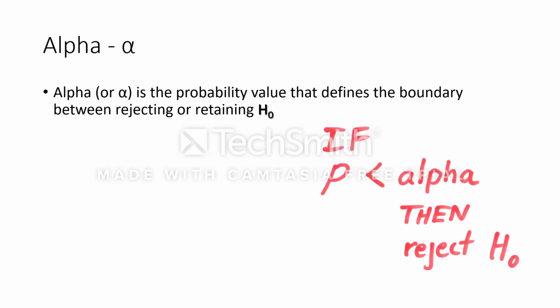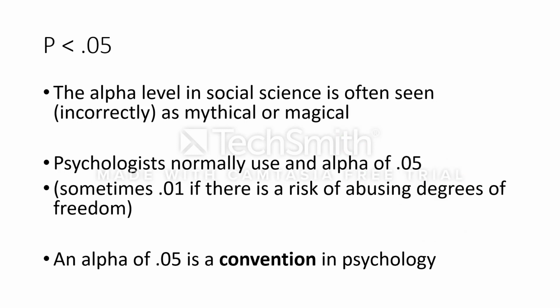Now, the probability that defines a boundary between rejecting or accepting the alternative hypothesis is called alpha. And alpha is generally a p-value of 0.05. And so if the probability we're able to see in our sample distribution in relation to the true population mean is less than 0.05, or alpha, then we would reject the null hypothesis and accept the alternative hypothesis.